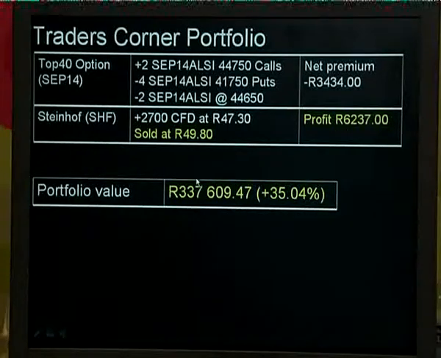So our portfolio value is sitting at 337,000 Rand. That's up 35% for the year to date. We don't have any other positions of any significance open right now, other than that option structure, which will run out until next week futures close out.